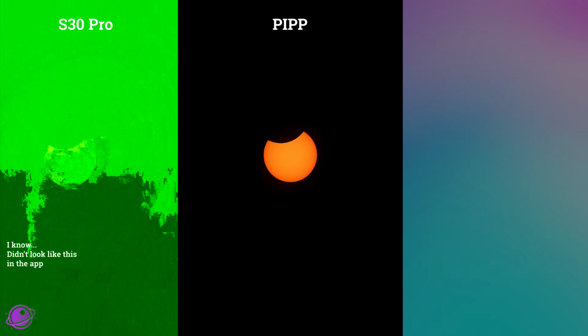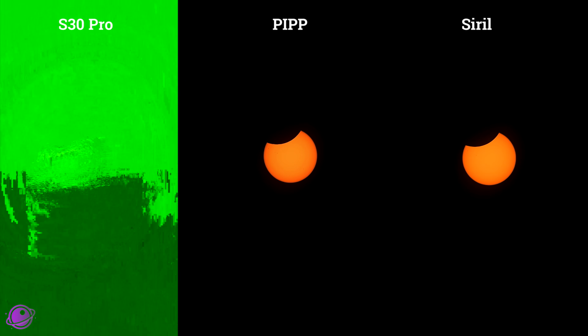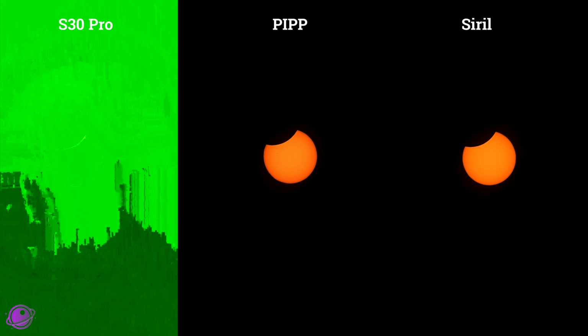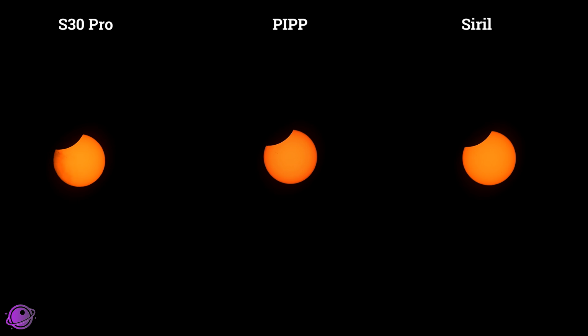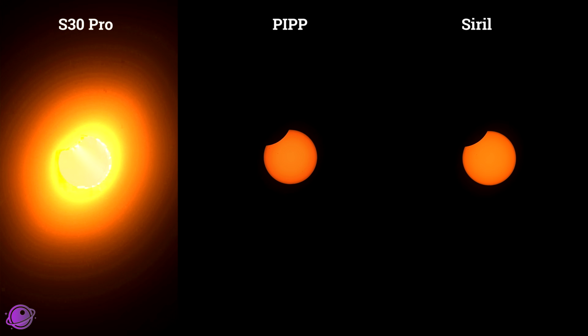Today we'll take our jittery time lapse of a partial solar eclipse and stabilize it using PIPP and Siril. This isn't going to be a catch-all situation, so it may not work for everyone, but this video will give you an idea of how to stabilize other time lapses, especially if they look something like mine.